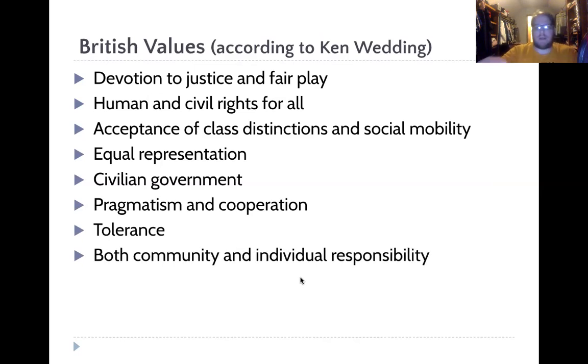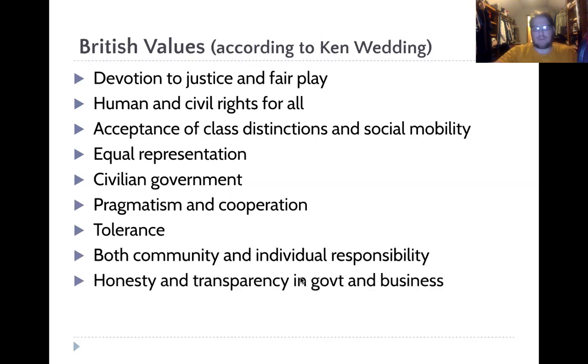There's an embrace of both communal and individual responsibility, which is something that you tend to not see in all instances, as a lot of advanced democracies around the world focus more on individualism over a communitarian philosophy. There's also a big push for honesty and transparency.